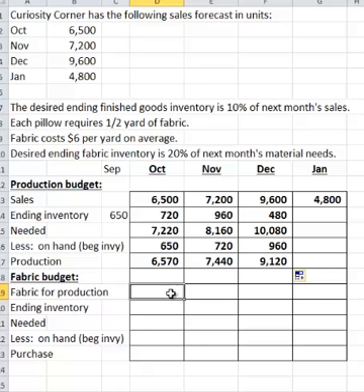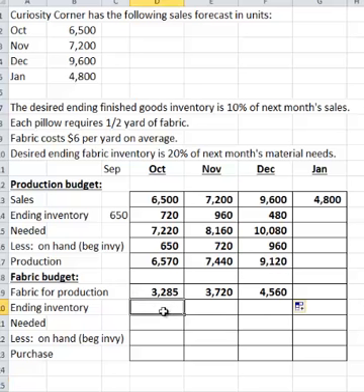How much material do we need for that many finished goods? That many pillows? We need a half a yard for each. Go up here times 0.5, which is a half. So that's the starting point for the material budget, is how much raw material do you need for the finished goods you plan to make.